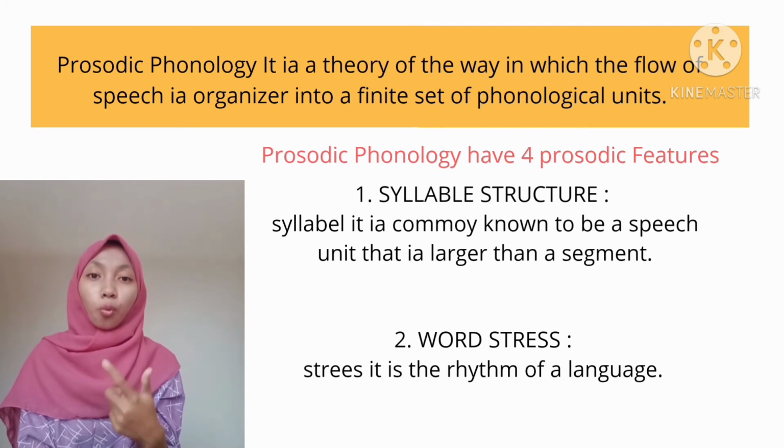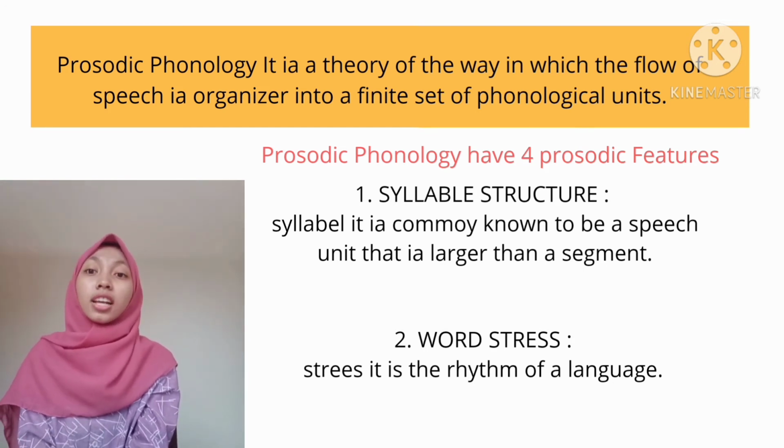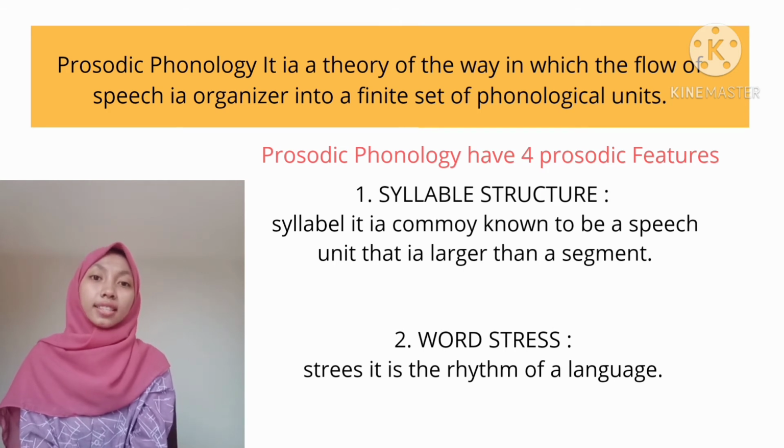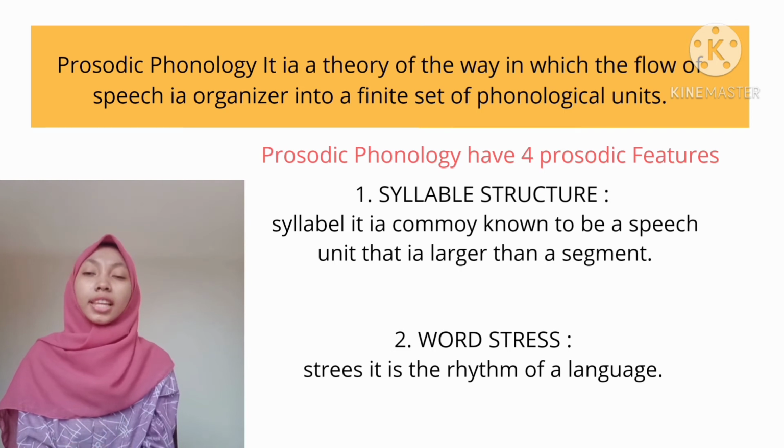Example, go, we, and others. And the second is closed syllable. Closed syllable usually ends with one or more consonants. Example is eat, bowl, mouth, and prick.